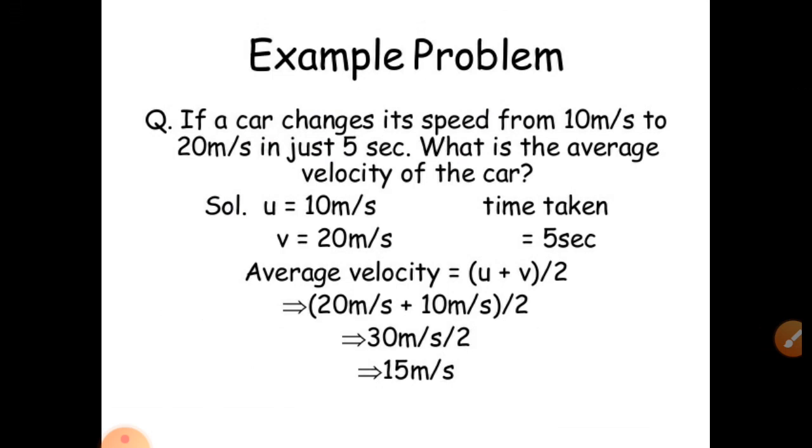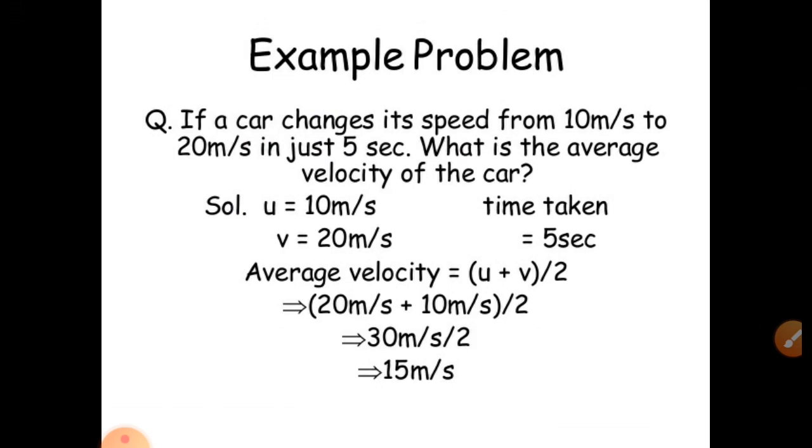Got the idea? What is average velocity? Average velocity means total displacement divided by total time taken, or we can find it by initial velocity plus final velocity divided by 2. It depends upon the condition. Suppose the initial velocity is given to you, then you cannot use the previous equation, displacement divided by time. You cannot use it.